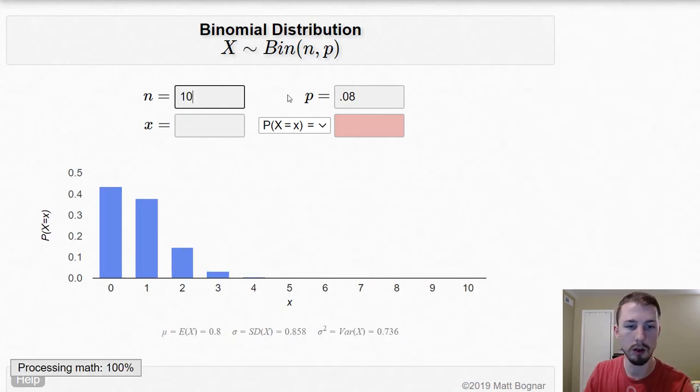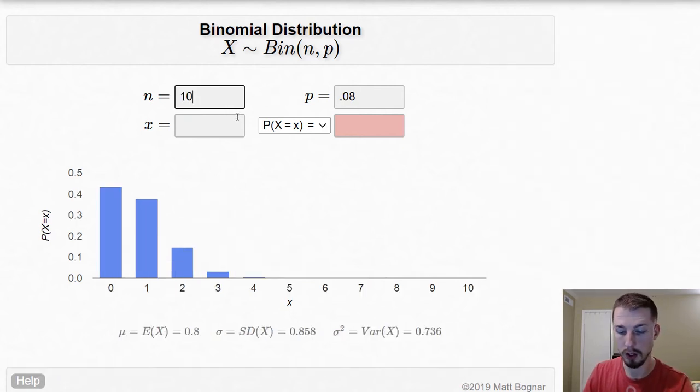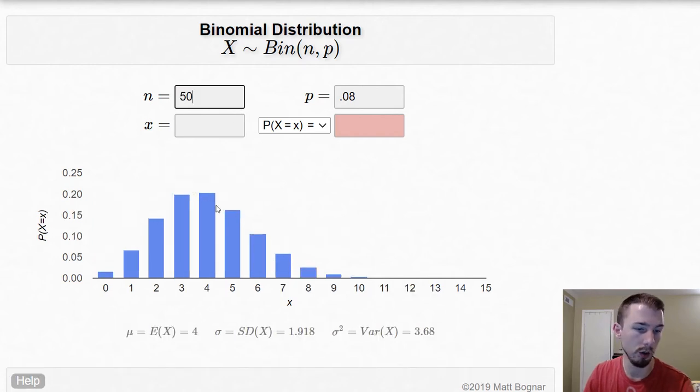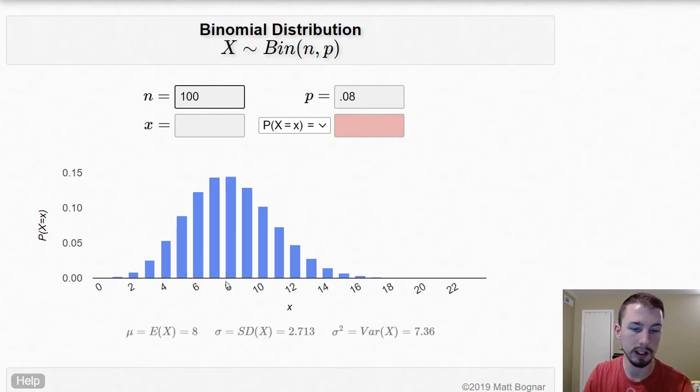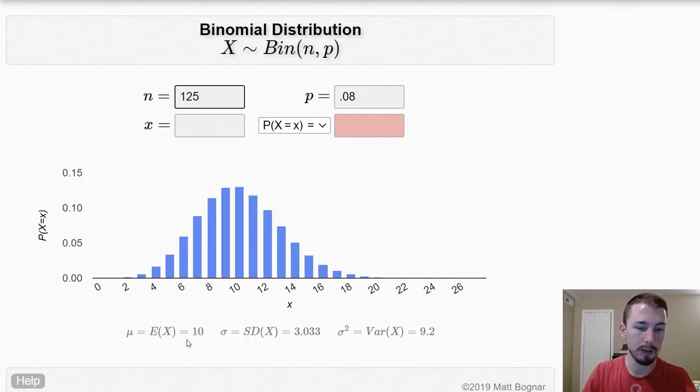Well, if we increase it to 100, 10 wasn't enough, right? We increased it to 50, and now it looks more nearly normal, but still it's cut off on the left bound, so that wouldn't be good enough. 100, still not expecting at least 10, so technically we probably can use it, but we're not going to. So it's not until we get to a sample size of 125 that we would have expecting at least 10 successes, and that's what we have here.